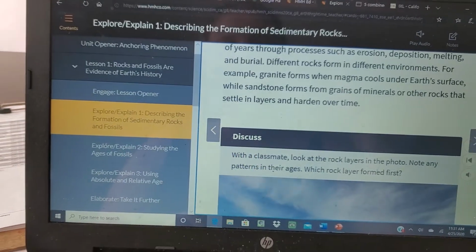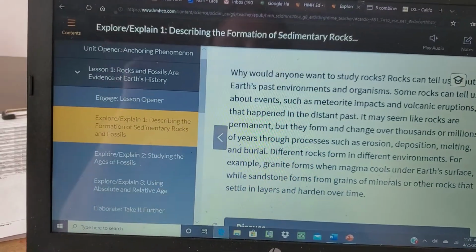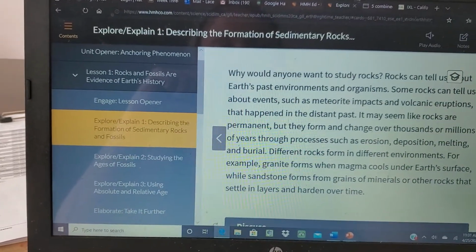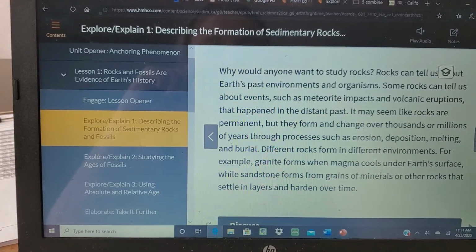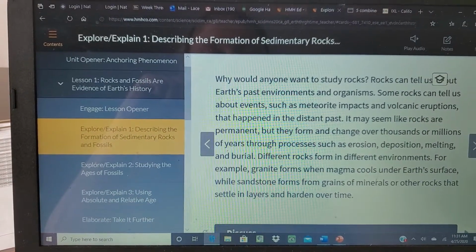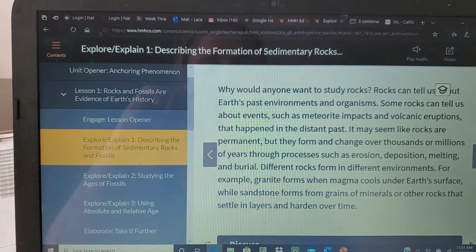Okay, so we learned that rocks are formed, and they can tell us about the past environments and organisms. Some rocks can tell us about events such as meteorite impacts and volcanic eruptions that happened in the distant past.